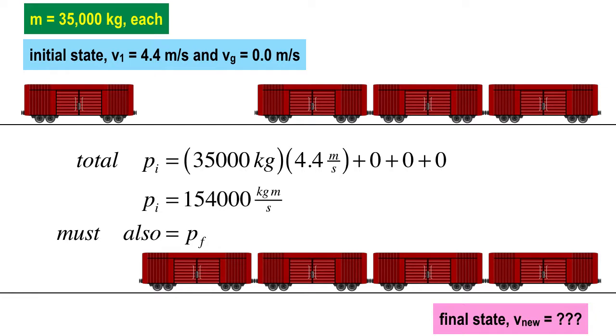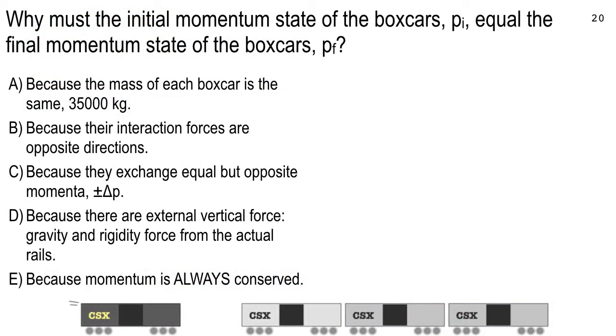We're going to do that in a minute. But first, I have a question for you, an iClicker type question. Here it is. Why must the initial momentum state of the boxcars, P subscript I, equal the final momentum state of the boxcars, P subscript F? So there's my 1 and 3. Your options are: A, because the mass of each boxcar is the same, 35,000 kilograms. B, because their interaction forces are opposite direction. Option C, because they exchange equal but opposite momenta, plus or minus delta P, left and right.